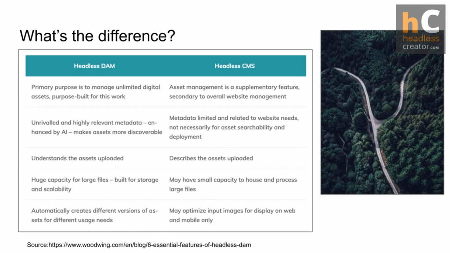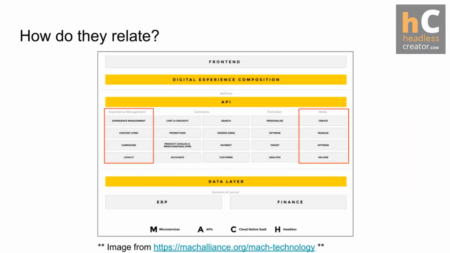So like a headless DAM understands the assets uploaded versus a headless CMS describes the assets uploaded. A headless DAM creates different versions of assets for different usage needs. And a headless CMS may optimize input images for display on web and mobile only. So how do they relate?